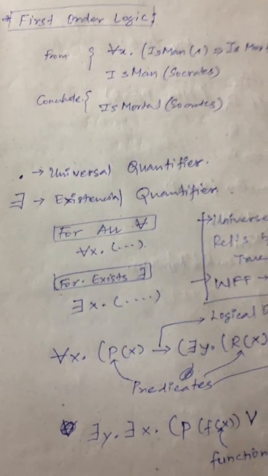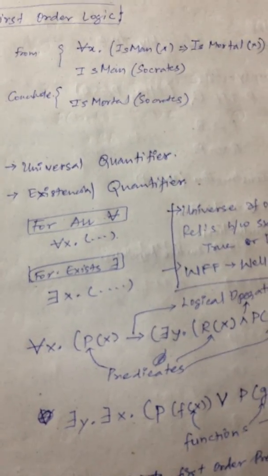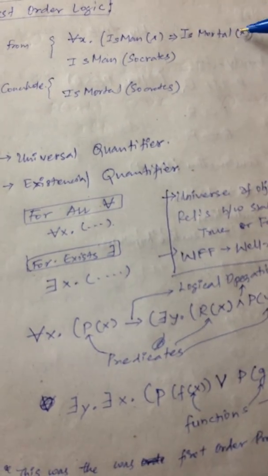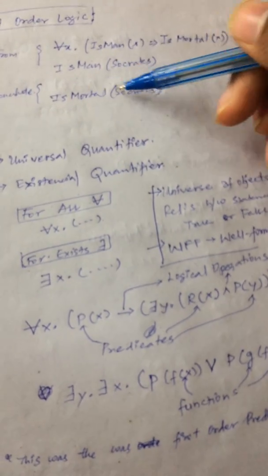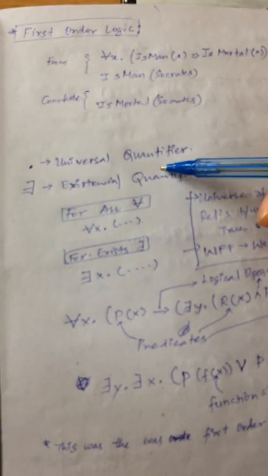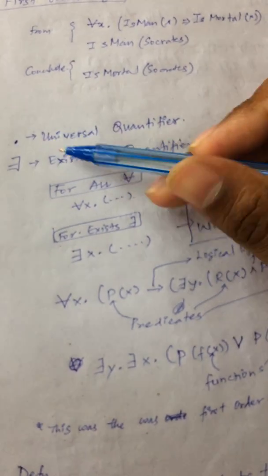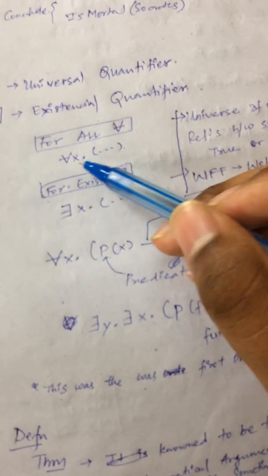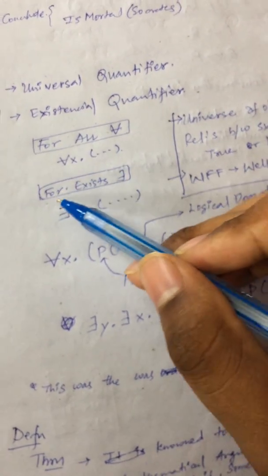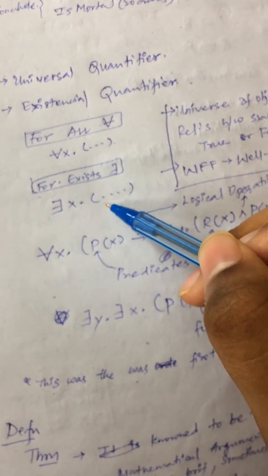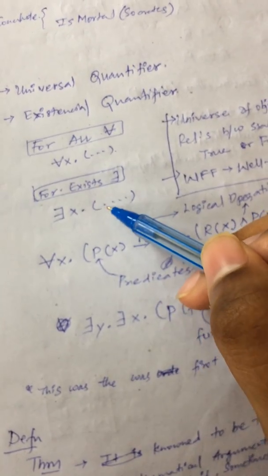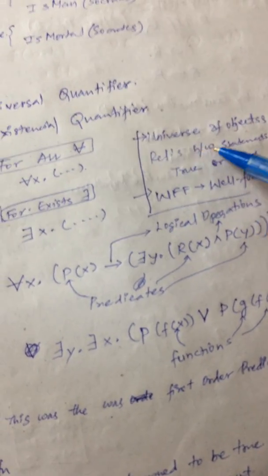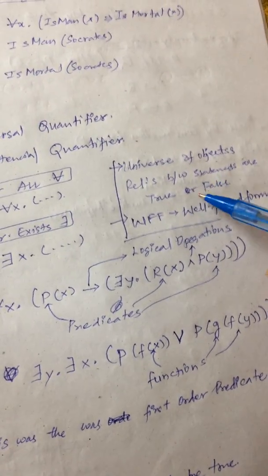Next we have first order logic. In first order logic, for example, for all x, x is a man implies x is mortal. Is Socrates a man? Socrates is mortal. So we have the universal quantifier and the existential quantifier. For all means for all x, and this is a statement, and exists is a statement. In this, only for one x, or some x, it will be true, whereas it should be for all x. There is a universe of objects, and relations between them, and the statements are true or false.